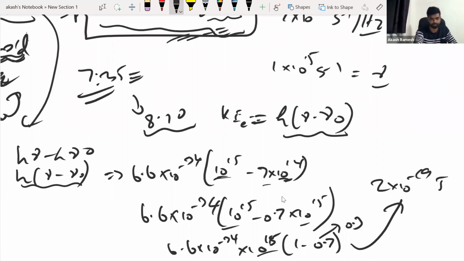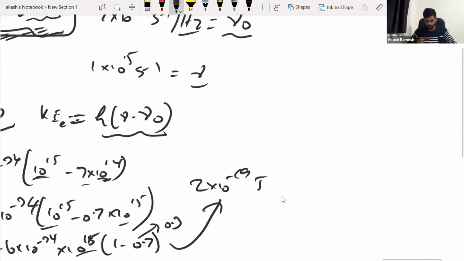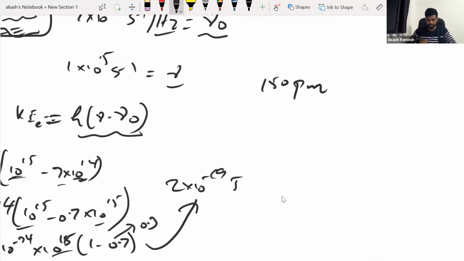Anyways, so the question is, if a photon of wavelength 150 picometers, PM is picometers, strikes an atom, and an electron is ejected with a velocity of 1.5 into 10 to the power 7 meter per second.